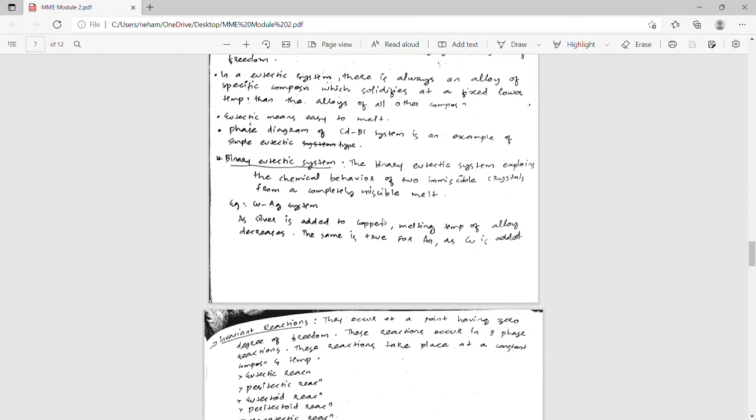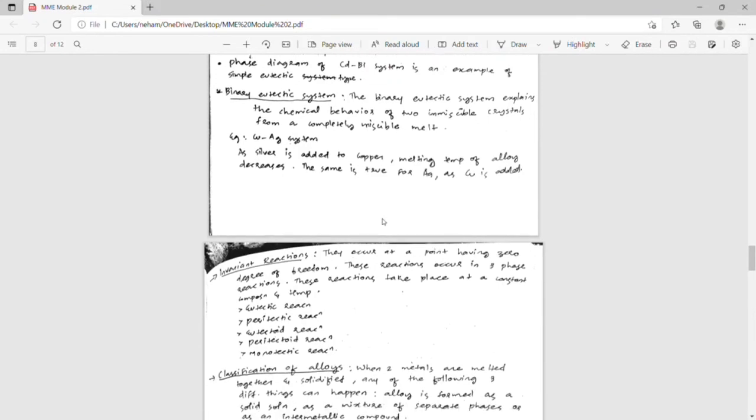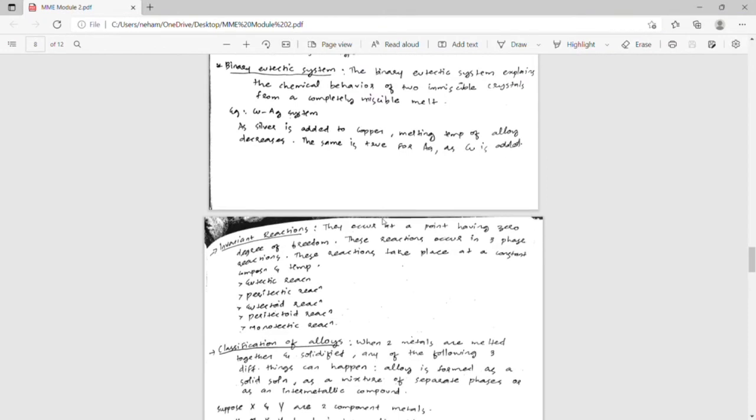Phase diagram of cadmium bismuth system is an example of simple eutectic type. Binary eutectic type. The binary eutectic system explains the chemical behavior of two immiscible crystals from a completely miscible melt. Example, copper-silver system. As silver is added to copper, melting temperature of alloy decreases. Same condition when copper is added to silver.